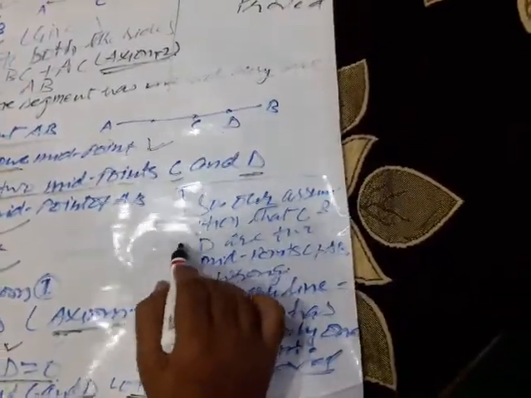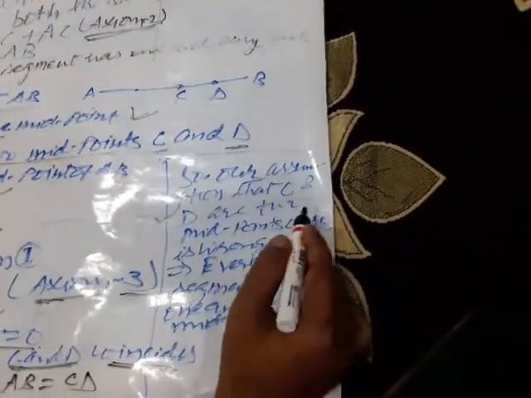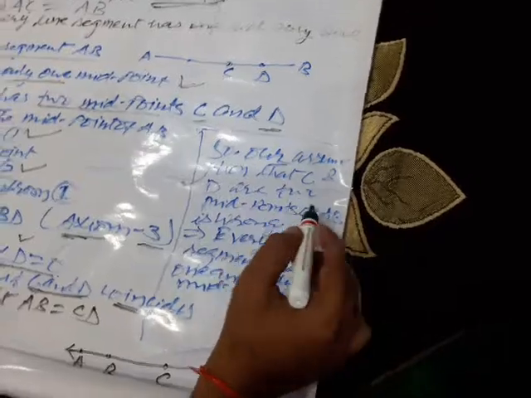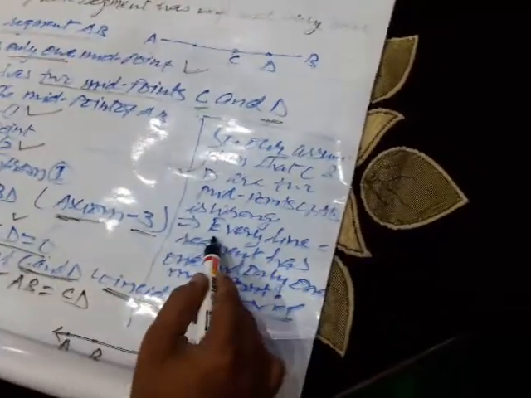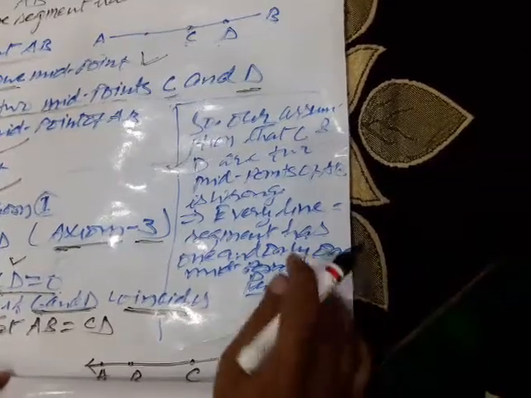At the beginning we assumed that C and D are two midpoints. This assumption, this hypothesis, is wrong. Now it means every line segment has one and only one midpoint. Clear? Children, let us see once again.